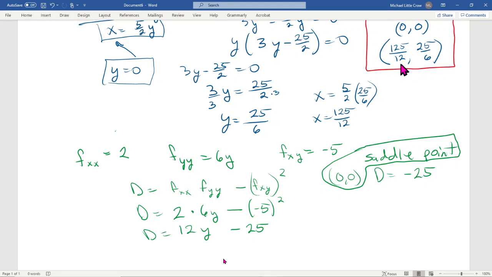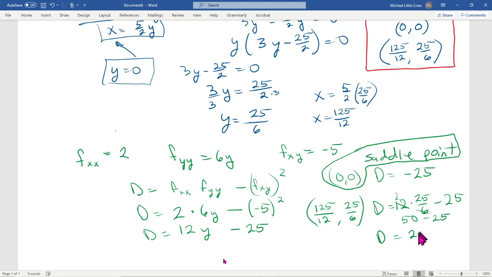Let's check the other one, what happens. So let's check that point, 125 over 12, 25 over 6. And again, all we're plugging in is the y values, so that gives us that the discriminant is now going to be 12 times 25 sixths minus 25. So that goes in there, that's 2, that's 50, minus 25. Our discriminant is actually now positive 25. So our discriminant is greater than 0.